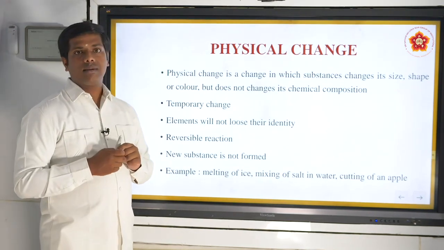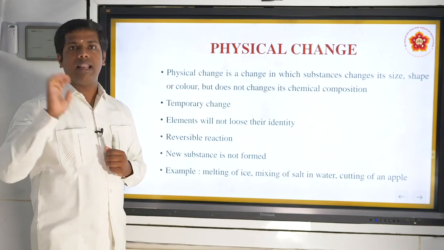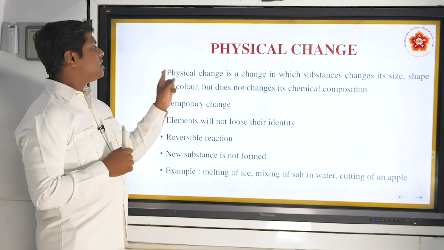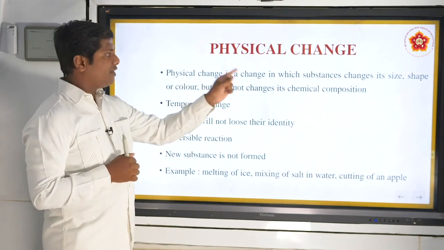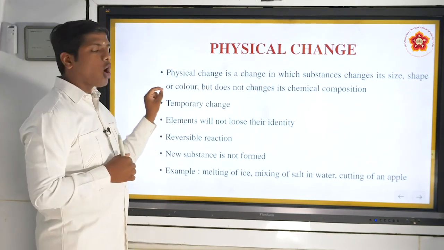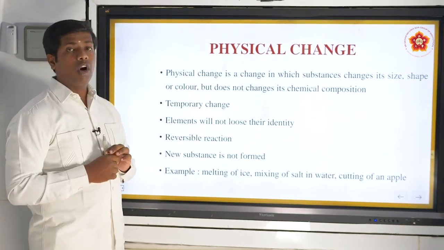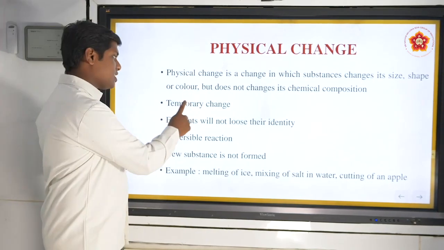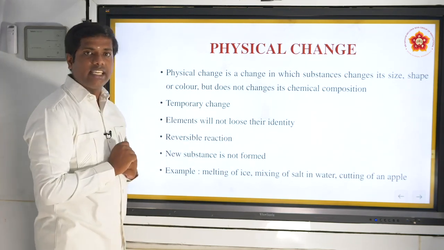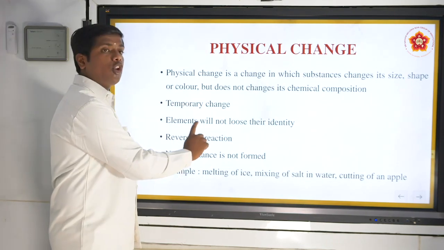What is physical change? A simple definition: it is temporary and reversible, where new substances are not formed. Physical change is a change in which a substance changes its size, shape or color, but does not change its chemical composition. What are the characteristics of physical change? Yes, good. It's a temporary change. Elements will not lose their identity. It's a reversible change. Here new substances are not formed.